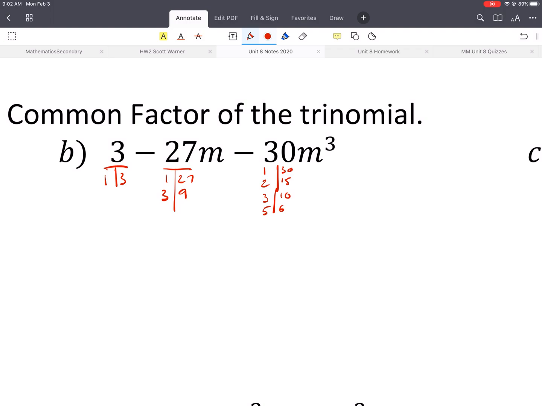And we want to look at the greatest common factor. So is there a 3 in all of them? Yes, there is. So the greatest common factor for the numbers would be 3. And then again, for the variables, there's no variables in the first term, so we can't take a m out from there. So our answer would just be 3.